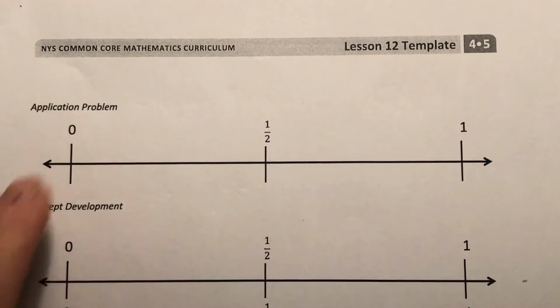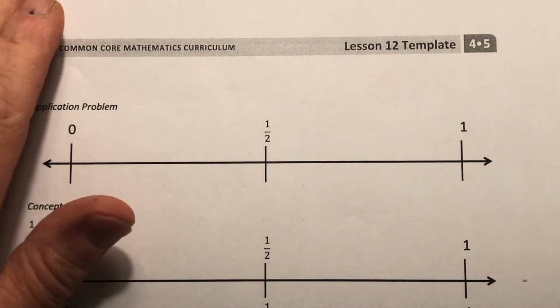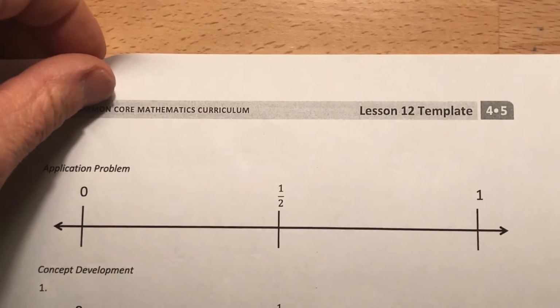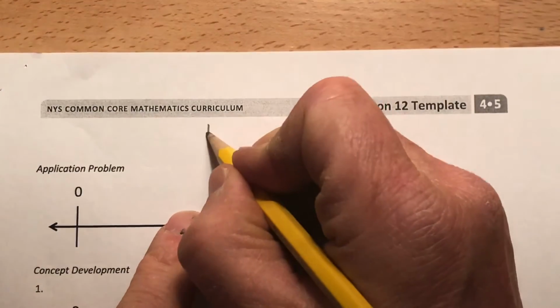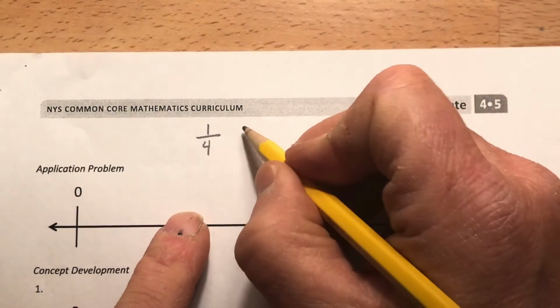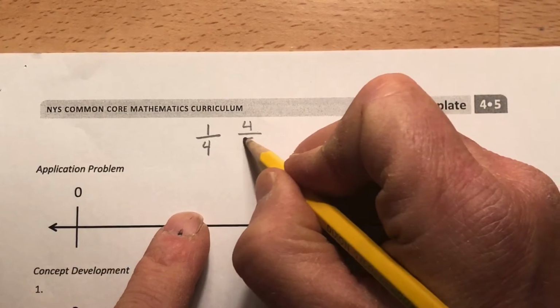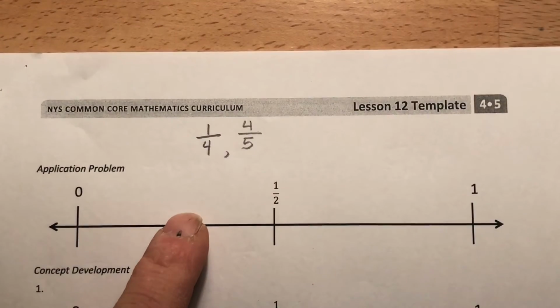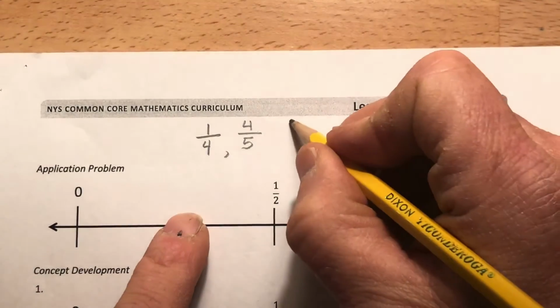It says application problem. And you're going to write down a couple of fractions for me at the top of this, okay? So first of all, we're going to write in 1/4. Then we're going to write in 4/5. Put a little comma there so we know we've separated them. And then we're going to write 5/8, okay?